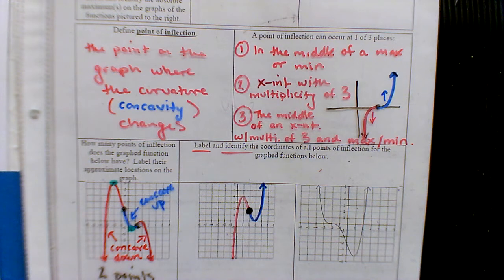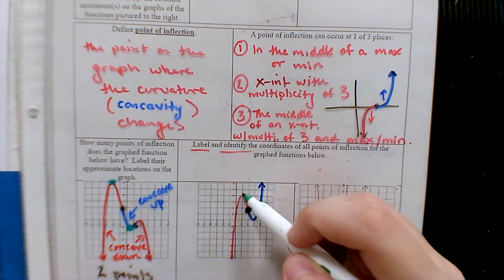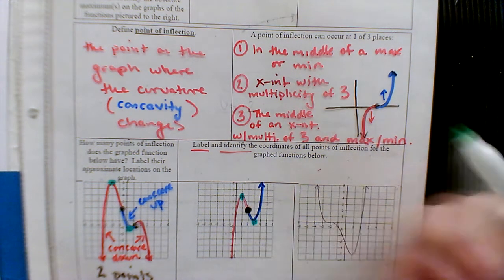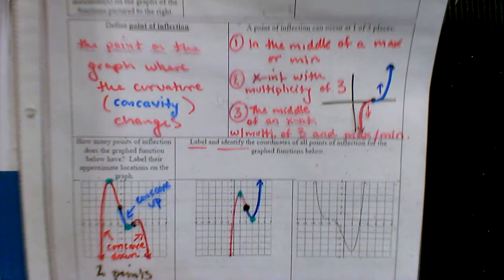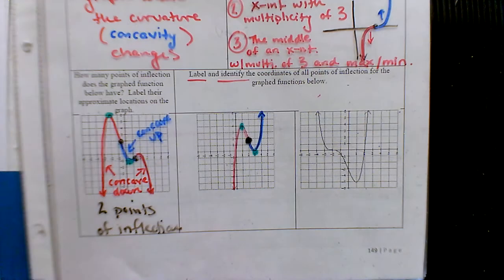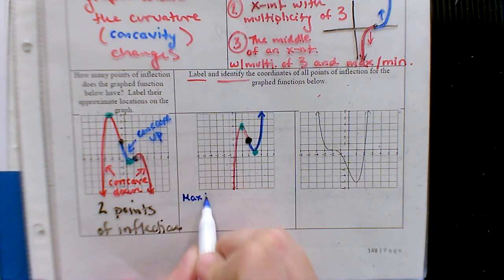What do you think? It's the middle of a max or a min. Here's a max, here's a min, and our point of inflection looks roughly in the middle of it. So we're going to try to figure out the exact middle of that max or min. Can we label what the max is in terms of its ordered pair and what the min is? We did that yesterday. We should be able to do it today.